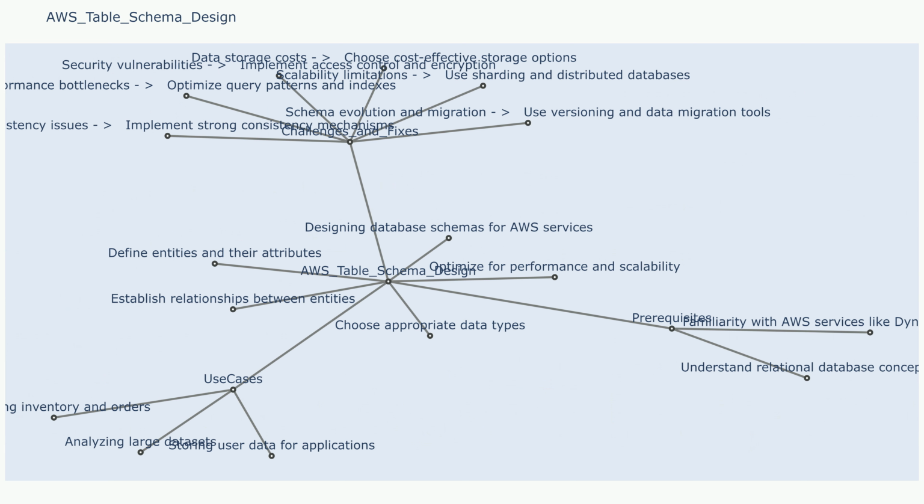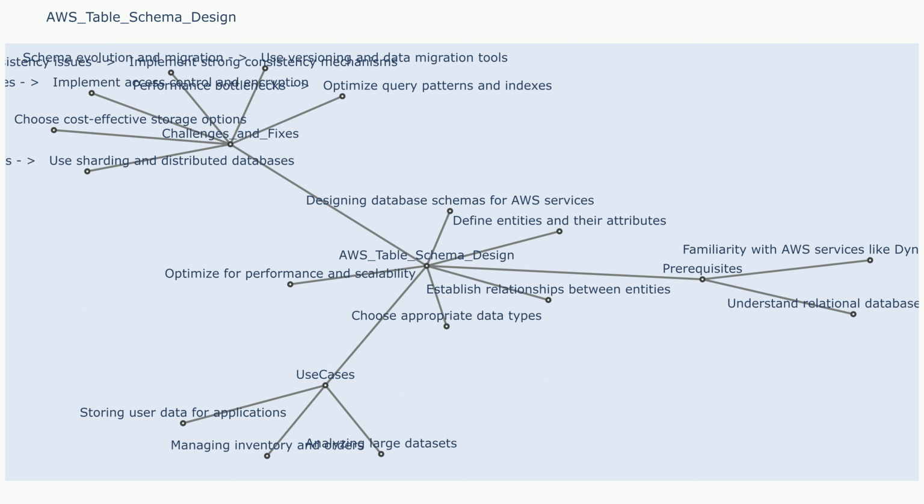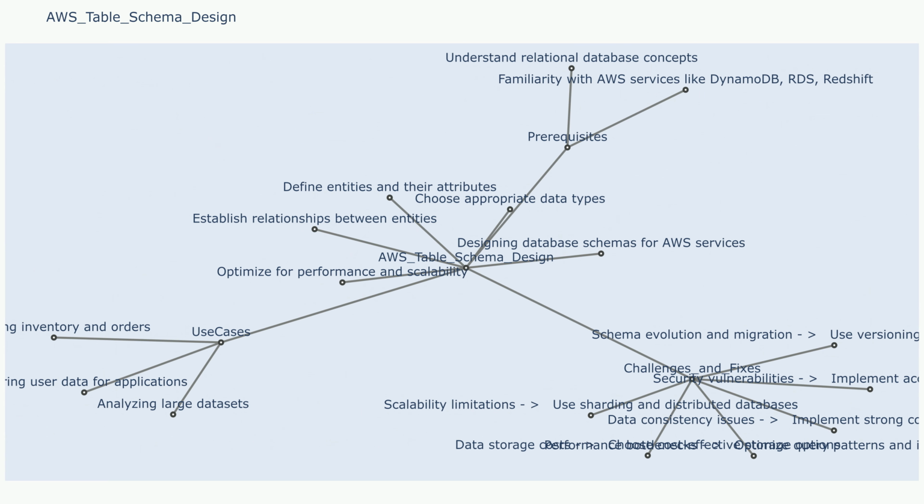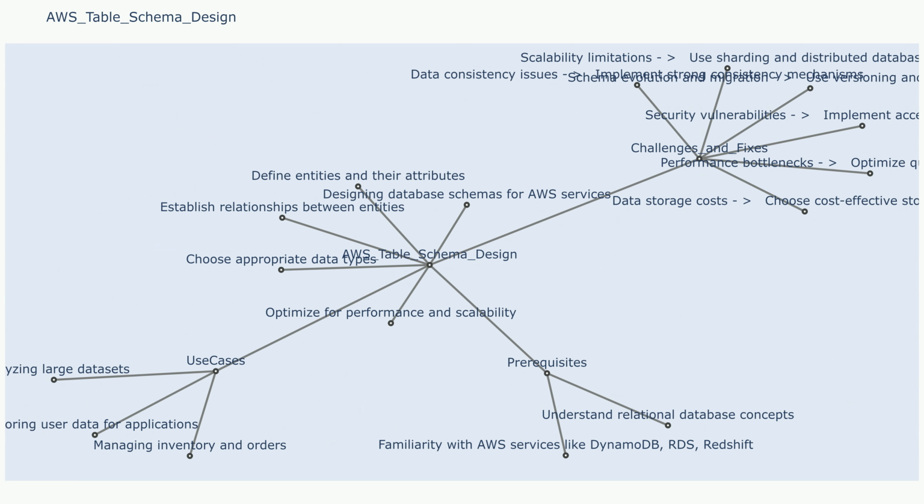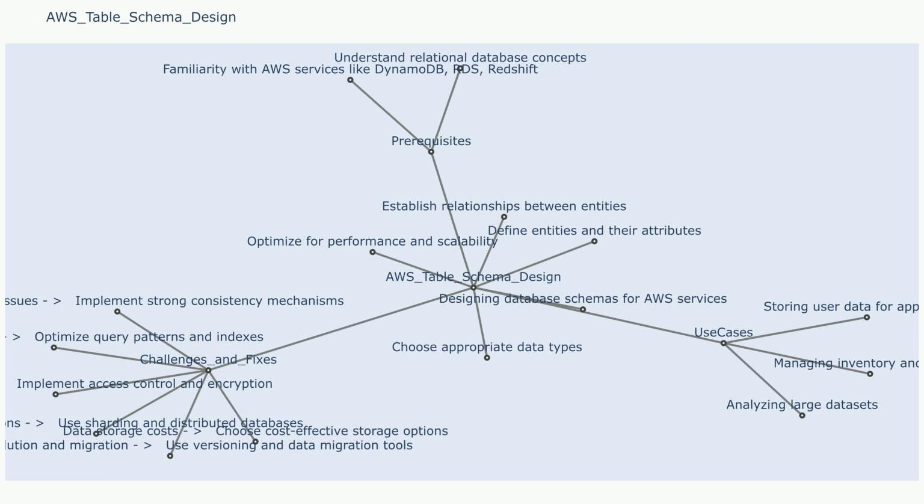Prerequisites: understand relational database concepts. Familiarity with database terminology, including tables, columns, relationships, keys, and data types, is essential for designing effective schemas. Familiarity with AWS services like DynamoDB, RDS, Redshift. Knowledge of the features, capabilities, and limitations of these AWS database services is crucial for selecting the right service and optimizing schema design for performance and scalability.